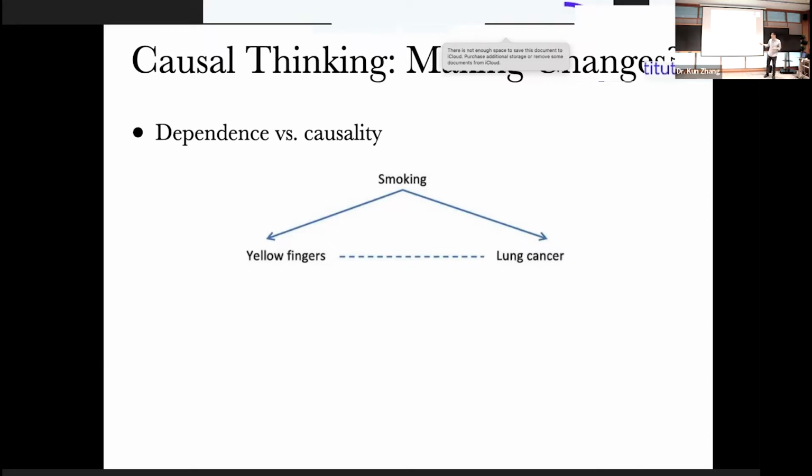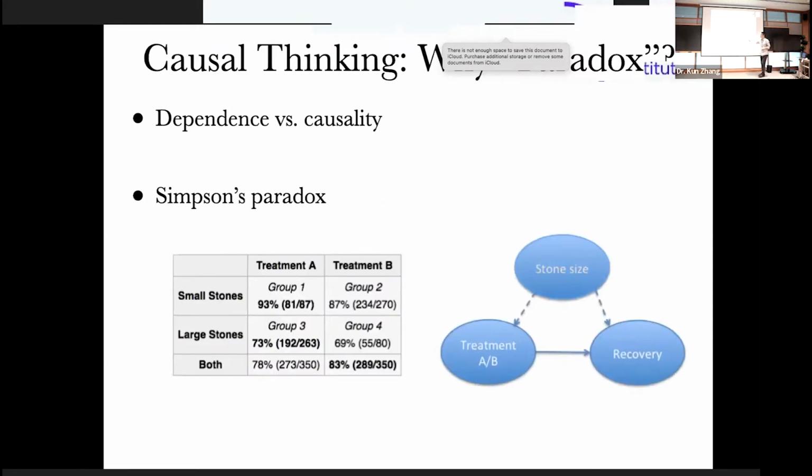That's very clear. Good. So here is a real-world data set published in the 1970s. Now you can see something interesting. This is a data set of kidney stone patients. We have two groups of patients. One of them has small stones and the other has large stones. And we have two treatments, A and B. Now you can see for each of them, treatment A is better, as you can see from the higher recovery rate.